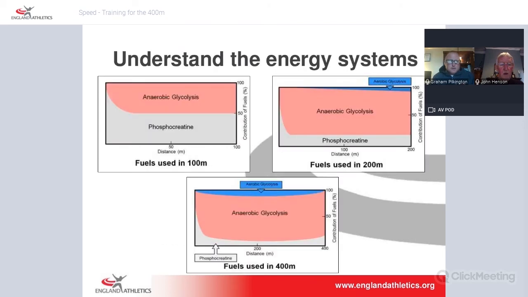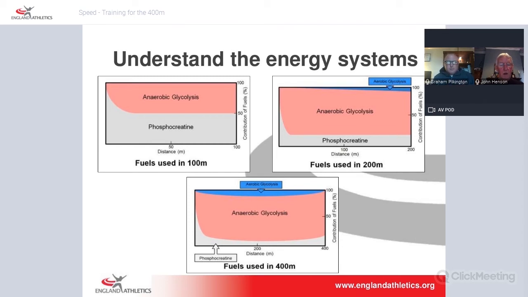I'm not intending to go through this in massive detail, but it's important when you coach the 400 or any of the sprints really, to understand the energy systems you're going to use during that, because I'm a firm believer that you need to train those energy systems in order to maximize the athlete's potential. John's going to pick up a bit more on the energy systems, especially around aerobic capacity, in a minute, but it's worth having a quick flick through.